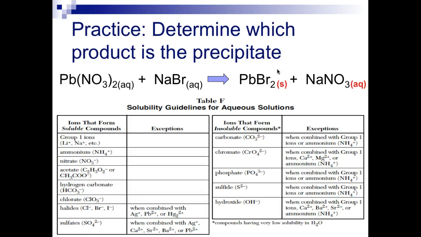So let's look at this to determine which of the products is the precipitate. In this case, again, we have PbNO3 plus NaBr producing PbBr2 plus NaNO3. PbBr2 is going to be our solid because you have Br hooking up with Pb, and it's part of the exceptions. The halides, Br is part of the soluble column, but since it's hooked up with Pb, it's going to be the opposite, which is insoluble, so it'll be a solid. And nitrates are always soluble, and there's no exceptions.